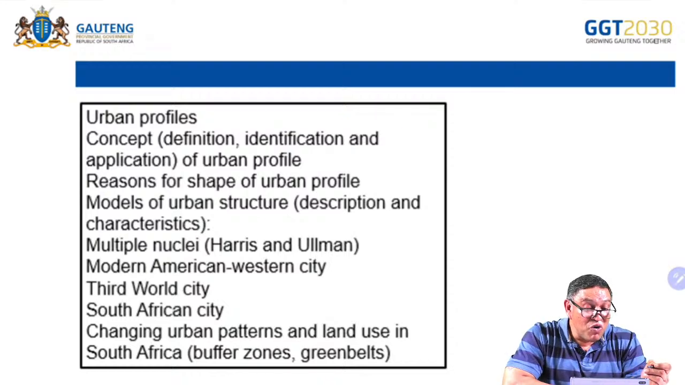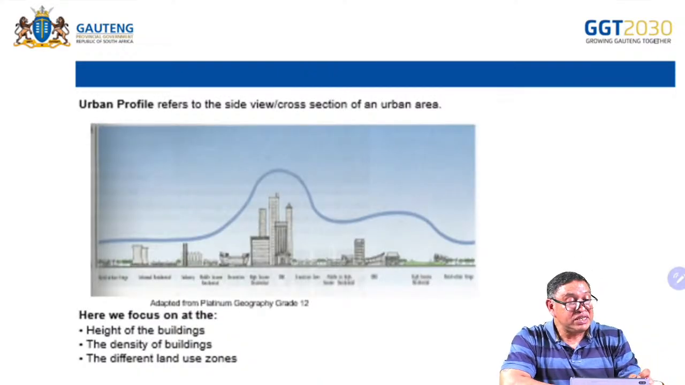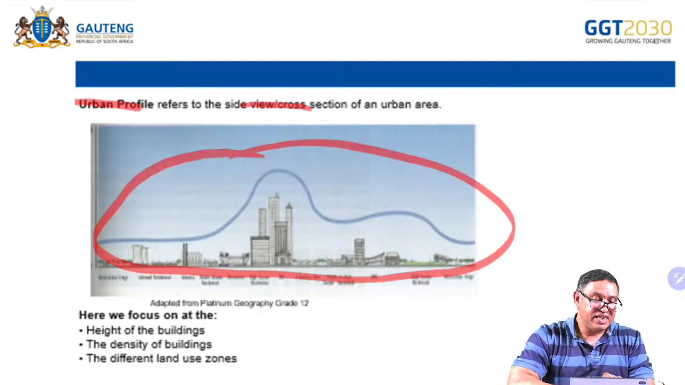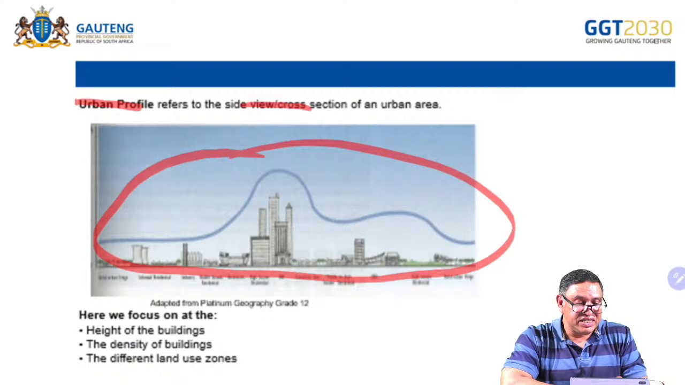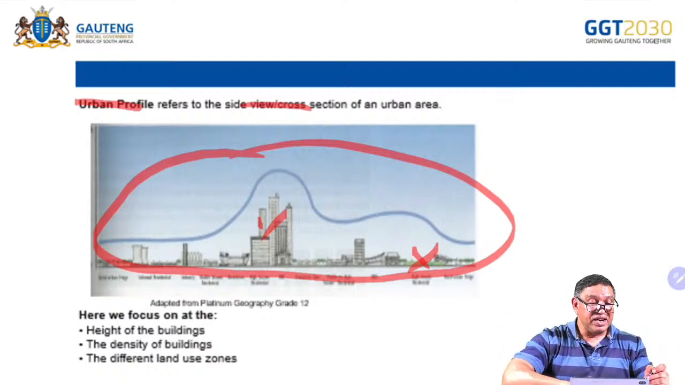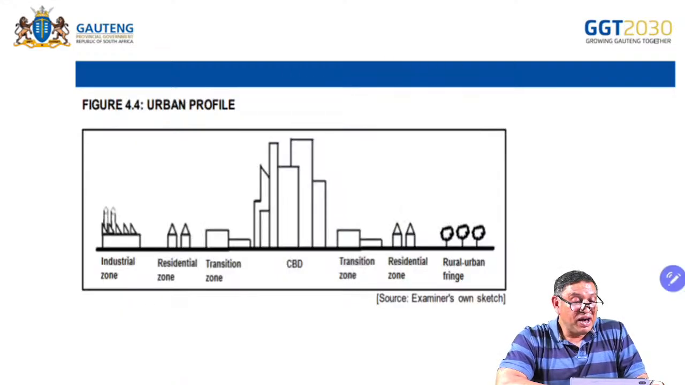Urban profiles. It doesn't pick up much here amongst the learners, so I'm just going to briefly go through it. Urban profile is the side view of the urban area. You can see the height, the density. You'll notice there's more density here in the CBD, and here in the rural areas it's much less dense. There's greenery. So we look at the height, density, and we can also make out the different land uses. And there's a little diagram on that.